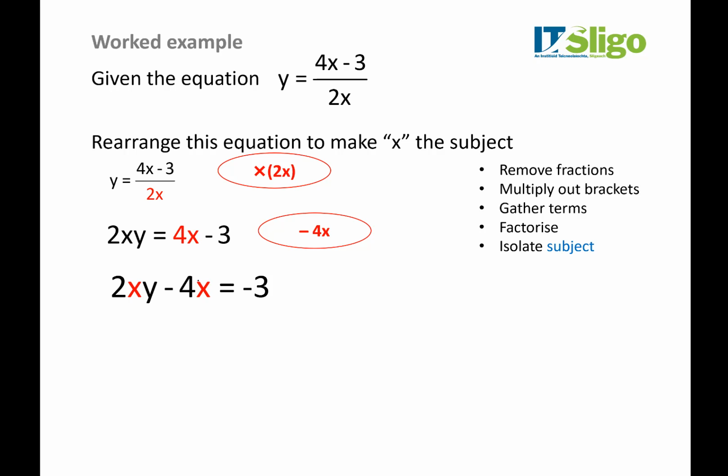So now I've brought my 4x over with minus 4x. It's disappeared off the right hand side. Now I can see every term on the left. I've gathered all my subject terms. All the terms on the left have my subject, and everything that doesn't have the subject is on the other side of the equal sign. I'm going to factorize for x. In the first term, x is multiplied by 2y. And then in the second term, x is multiplied by minus 4.